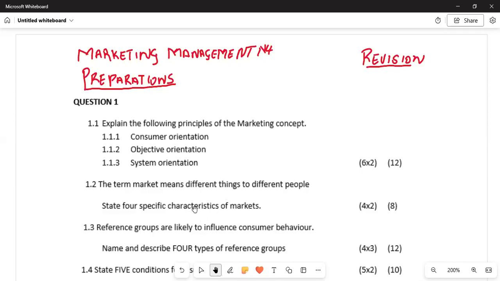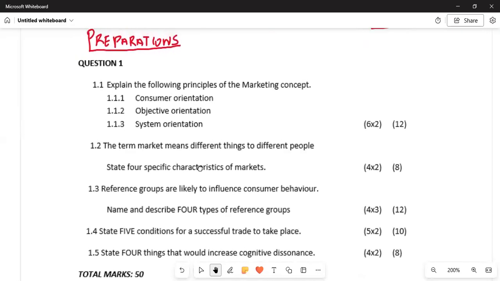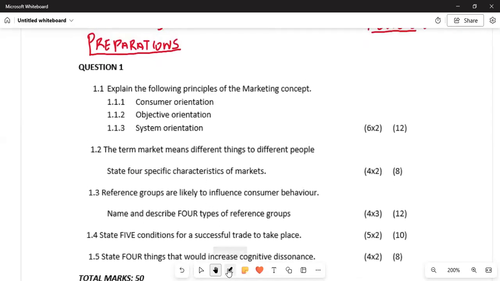So without wasting much time, let us go through the questions and see how we are going to treat them. The first question says, explain the following principle of marketing concepts. Now 1.1.1 is consumer orientation.